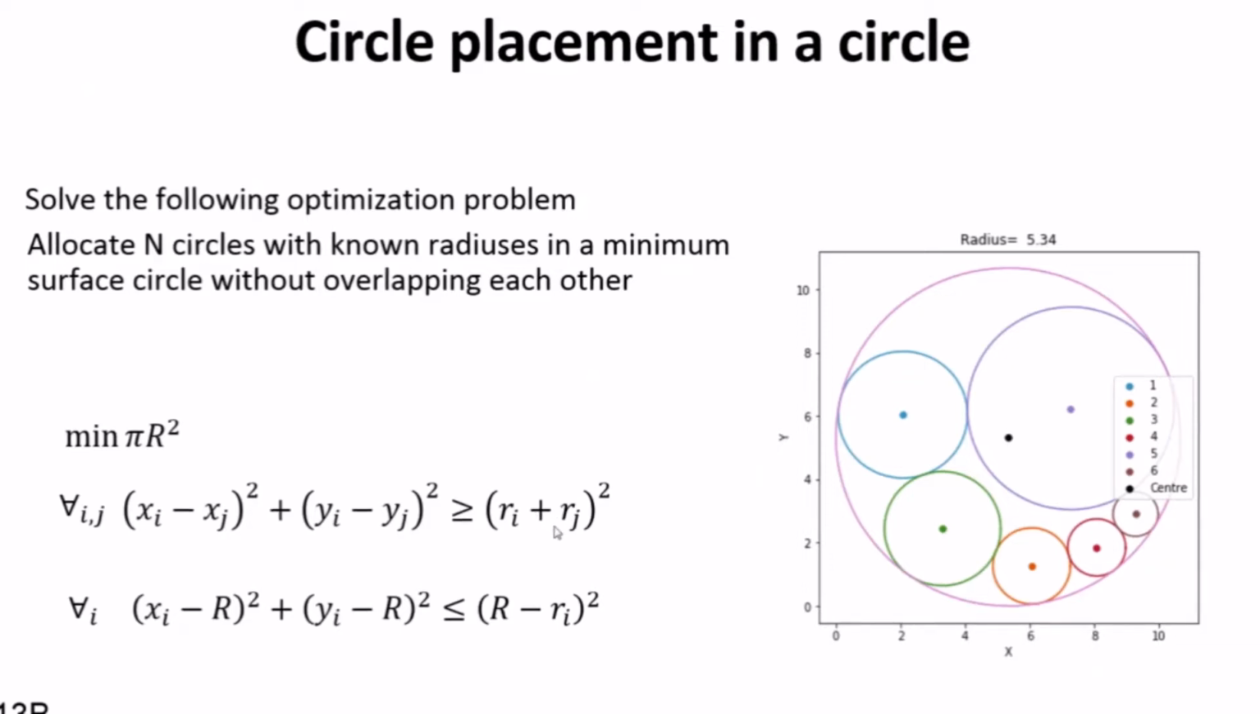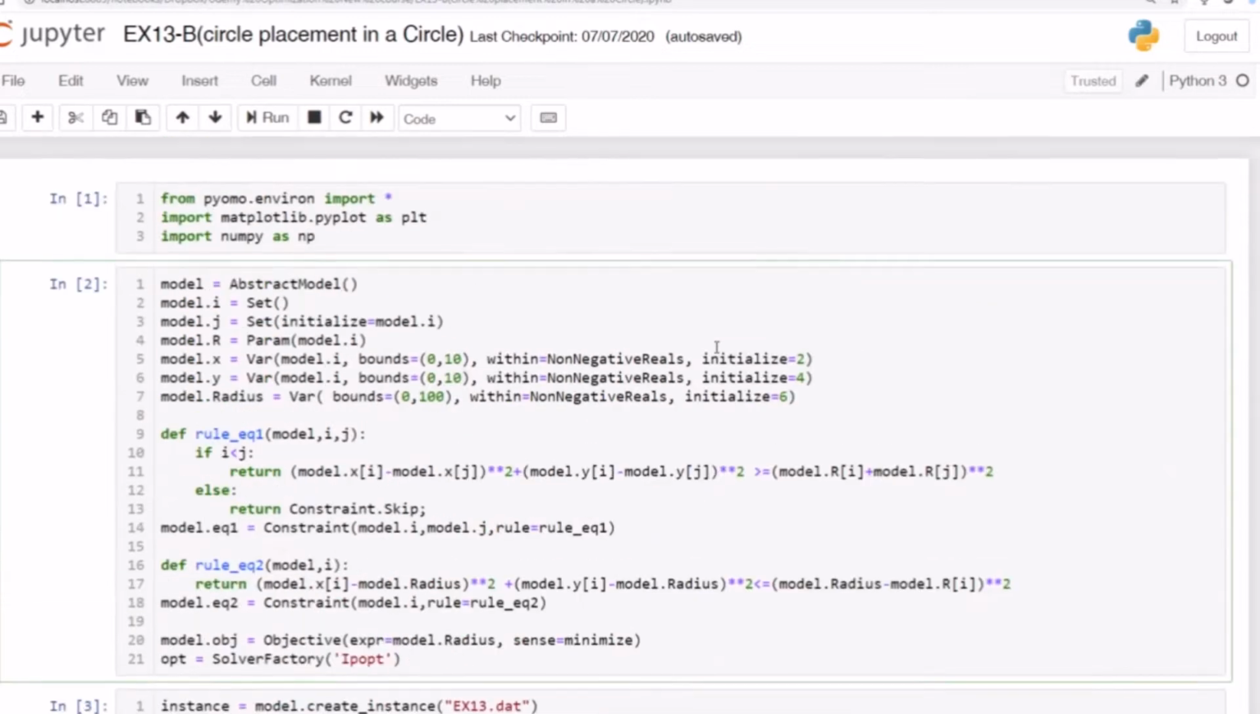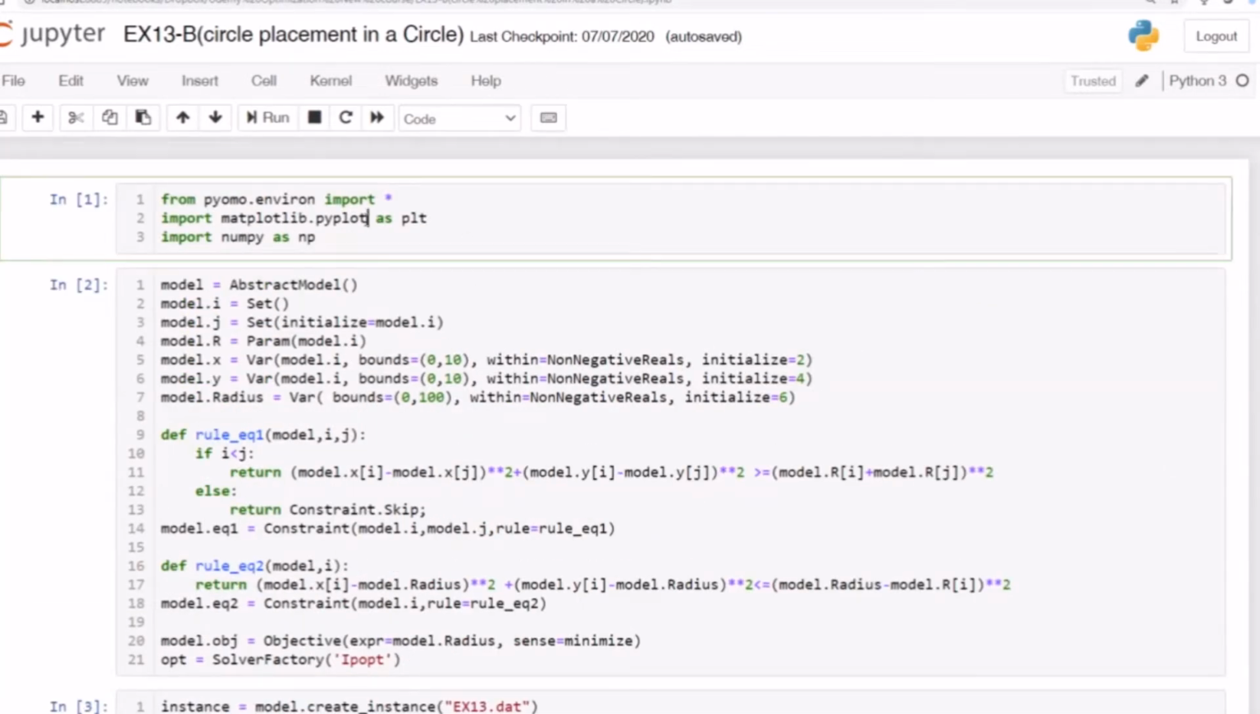And also we want to make sure that each small circle is completely inside the bigger circle. So (xi minus r), where r is the center of the bigger circle, plus (yi minus r), squared, less than (r minus ri) squared. In this way we are making sure that all the circles are inside the bigger one without overlapping each other. So let's have a look at the Python code and see how it works.